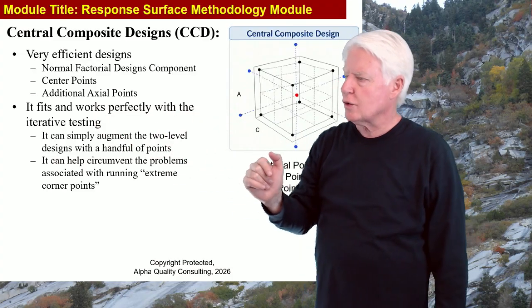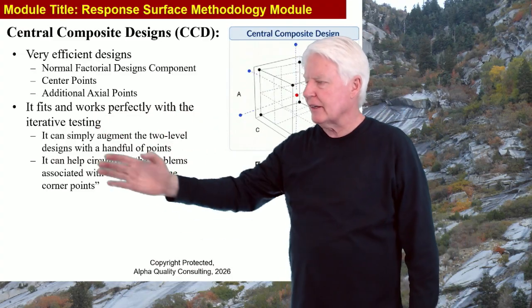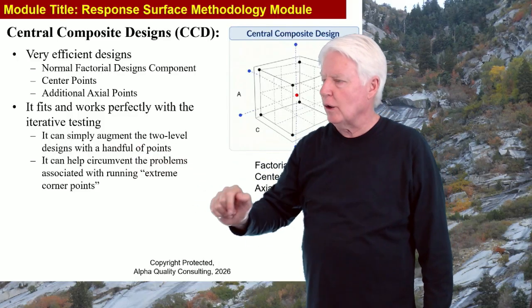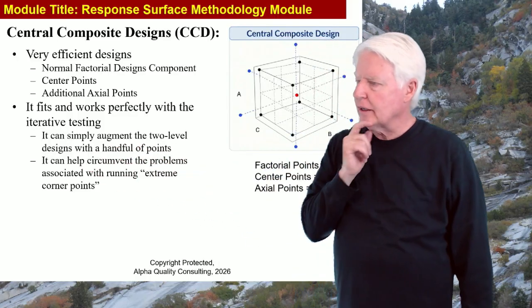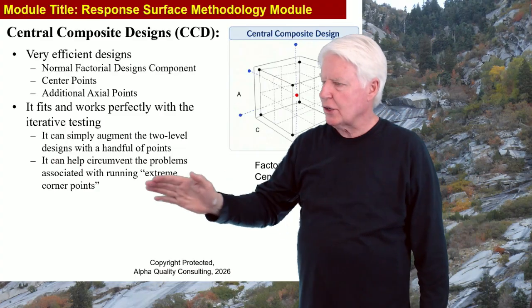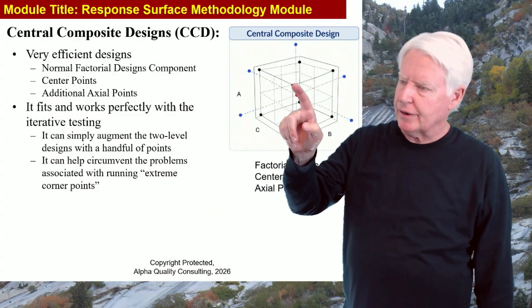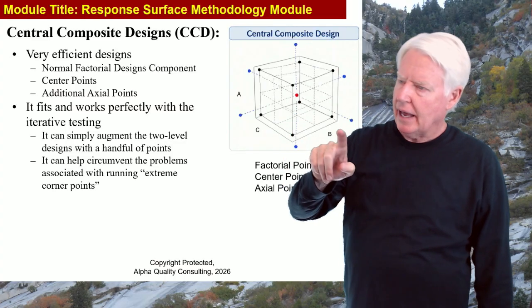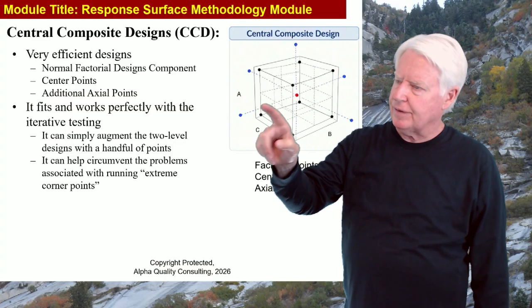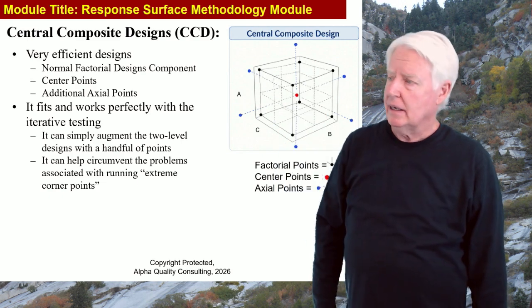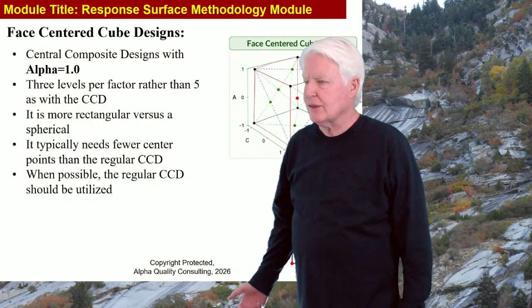It fits and works perfectly with the iterative testing. It can simply augment the 2-level designs with a handful of points. It can help circumvent the problems associated with running extreme corner points. Remember, these corners are the furthest away from the center, and there are some processes where you get too far away and it's not safe to run out there. And then you probably don't want to use that one.